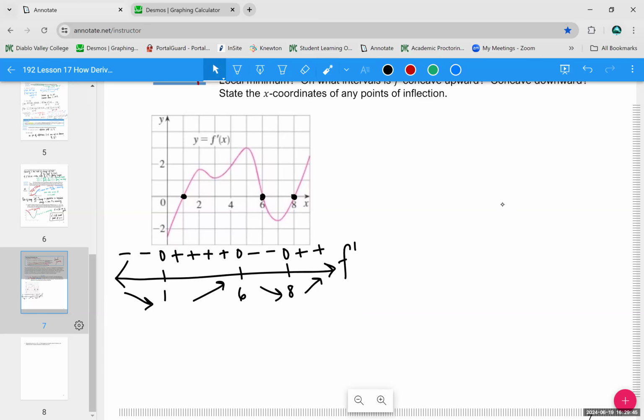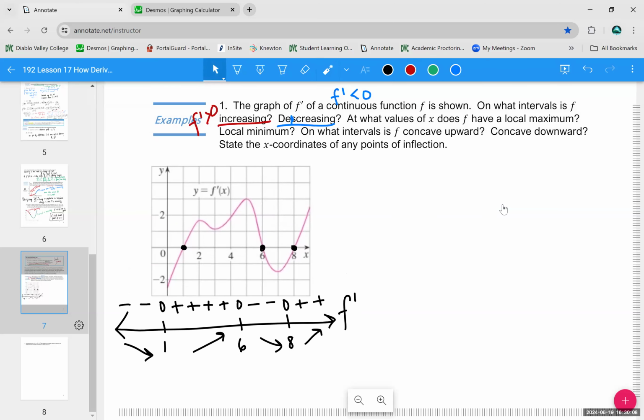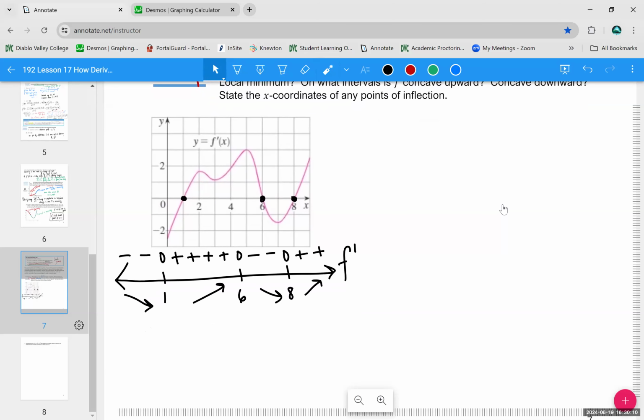Really throws a lot of people off, okay, because you look at this and you want to say it's 0 here and 0 here and 0 here, but that would be when the derivative of this graph, which would be the second derivative, right? But we want to know when the original function is increasing and decreasing. Okay, so we could answer those questions. I don't think I'm going to write out all the answers, but you can say it's increasing on 1 to 6 and 8 to infinity, and then decreasing on negative infinity to 1 and 6 to 8.